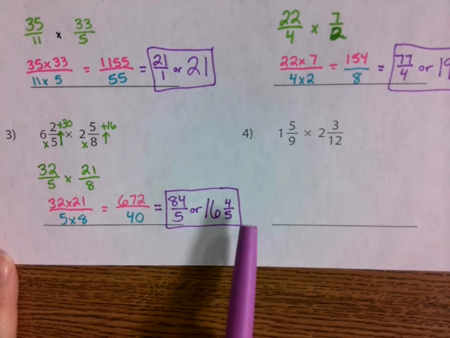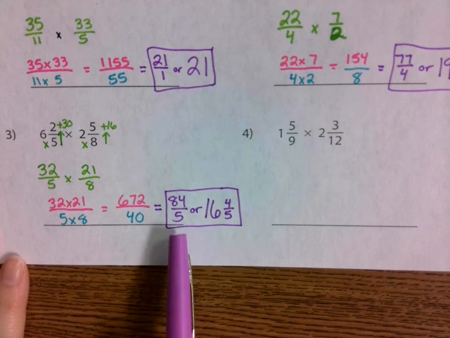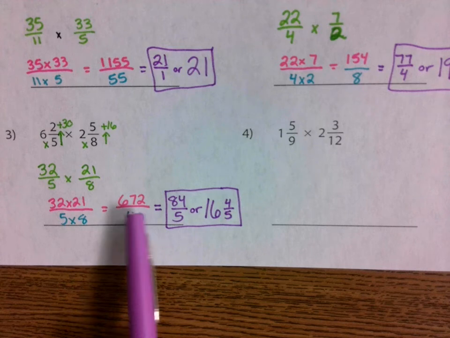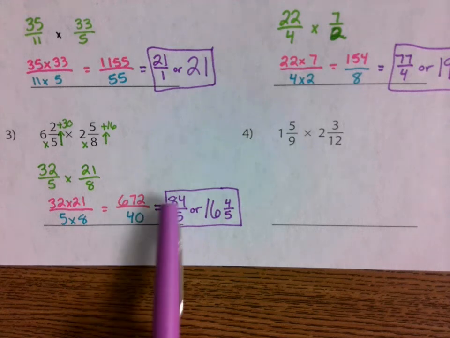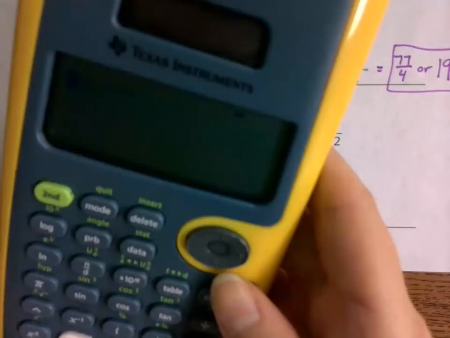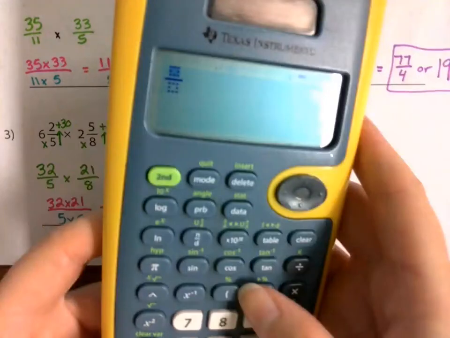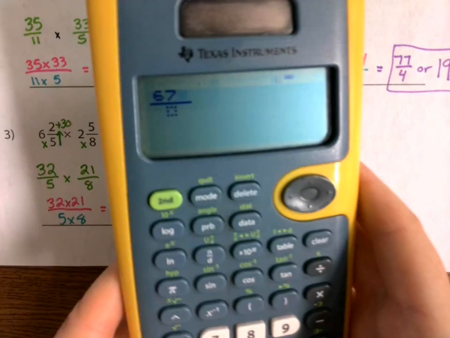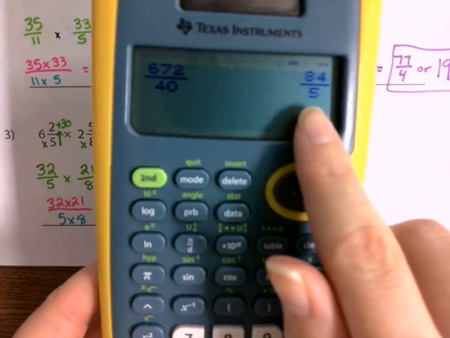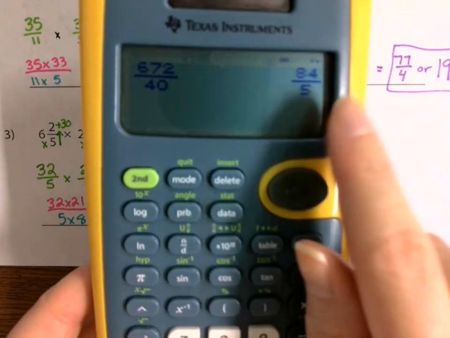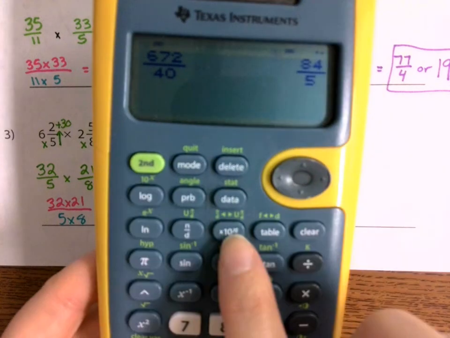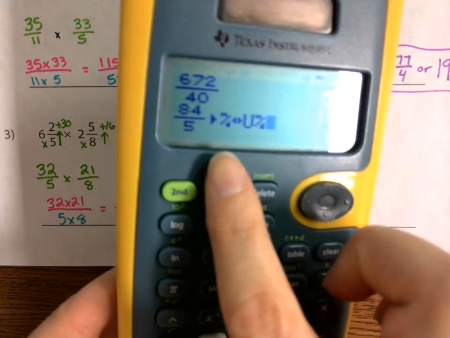So 672 over 40, they're both divisible by 8. So if you do 672 divided by 8, you'd get 84. 40 divided by 8 would give you 5. Or if you're checking it in your calculator, all you would have to do is type in 672 over 40 and hit enter, and it will simplify it for you, 84 over 5. To convert that into a mixed number, you would hit the second and that fraction conversion button, which will give you your mixed number.